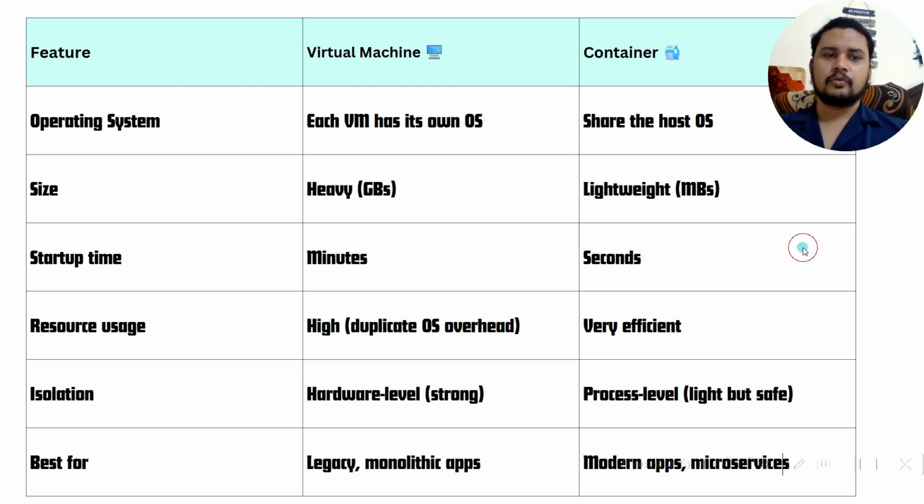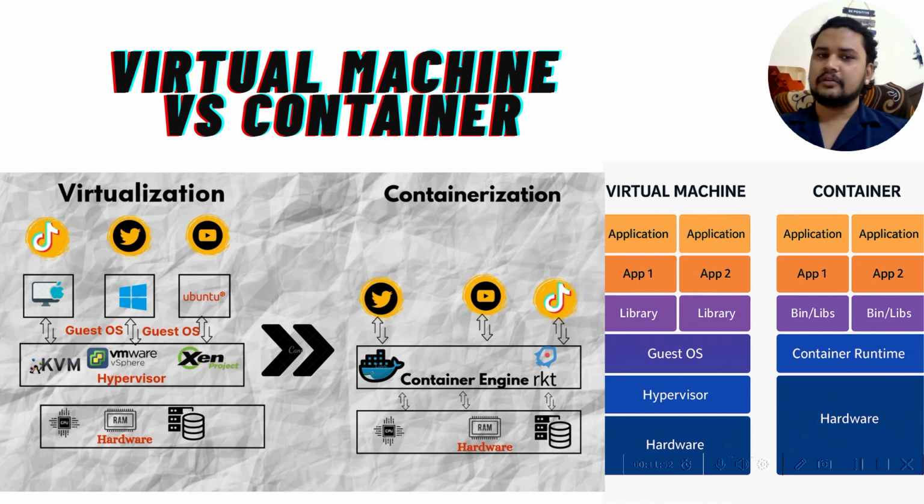Let's go with virtual machines versus containers. We can see the difference in the architecture. Here we can see a hypervisor. Here we can see a container engine. That's why containers are the backbone of modern DevOps and cloud.